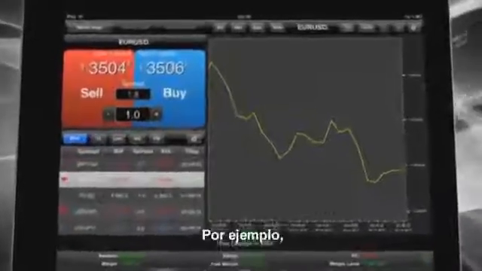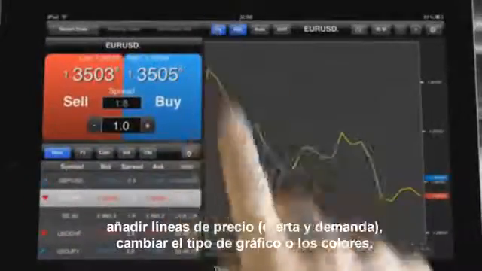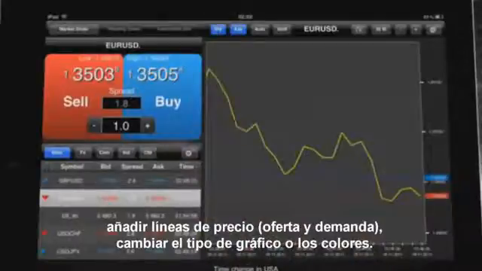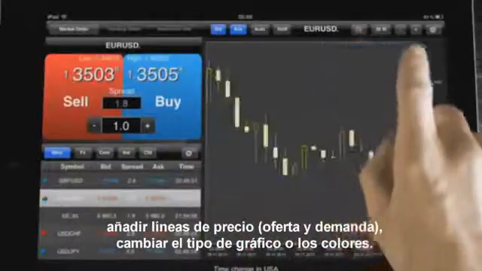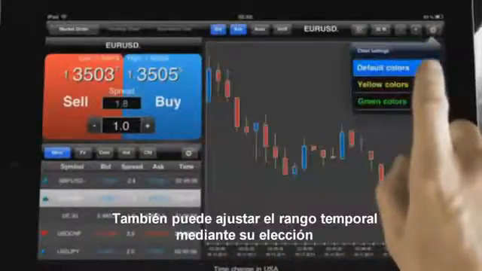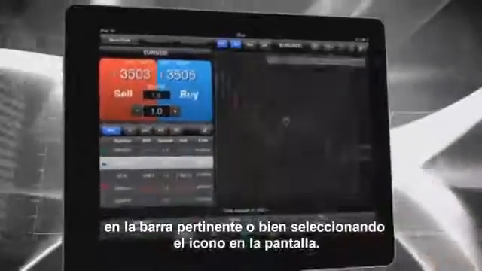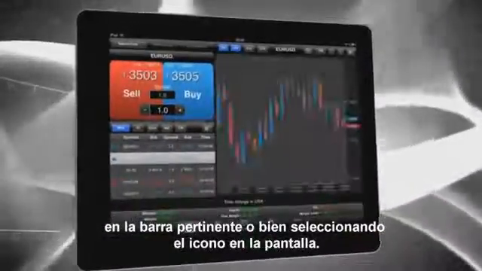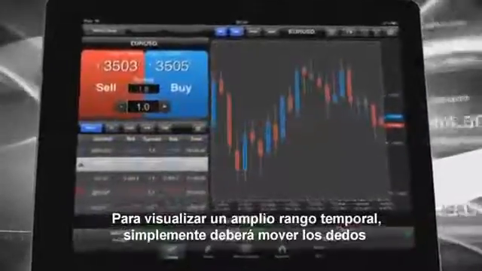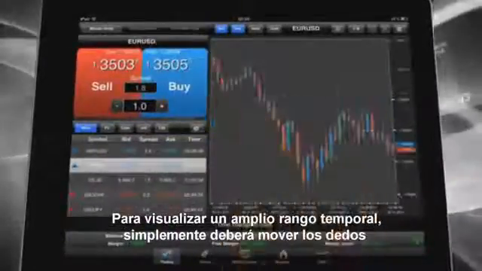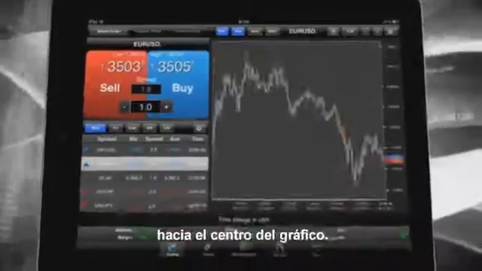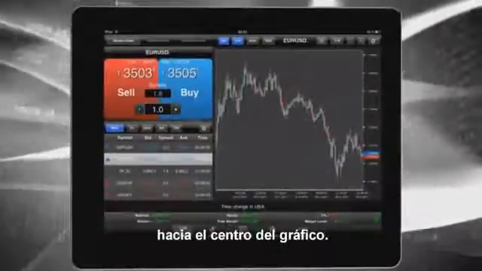For example, to add the price trading lines for open transactions, change the chart type or the colors. You can also change the time frame by choosing it from the list or by pinching the screen image. If you decide to pinch, move your fingers to the center of the chart to get a wide view with less detailed time range information.